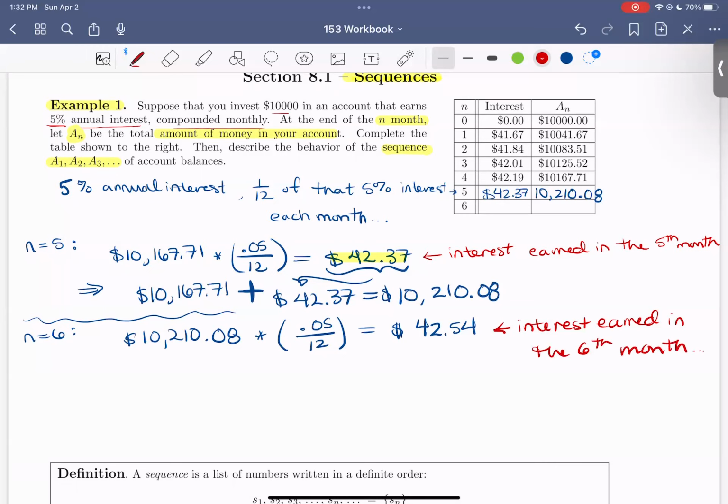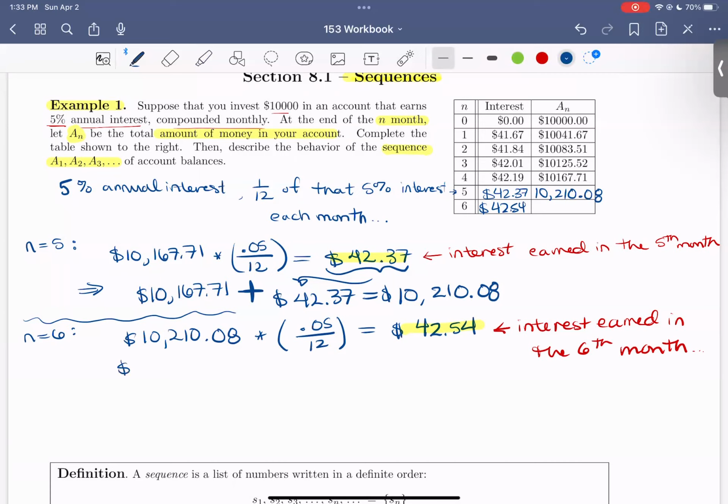It's a pretty good deal. 5% interest, annual interest, compounded monthly. All right, so then what would actually be in our account? Well, actually, first we can fill in that interest up here, $42.54. There's that interest.